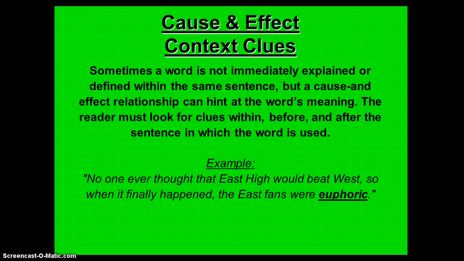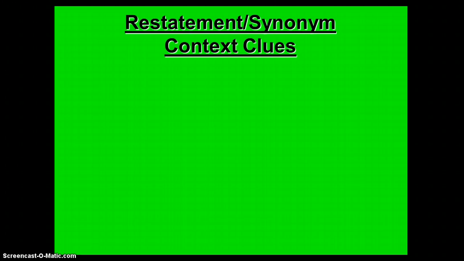And we would discuss the fact that we don't really get the definition of euphoric in the passage, but when we know that no one ever believed that this school could beat this other school, that clearly the effect of that finally happening would cause them to be extremely happy. And we could discuss how the cause and effect relationship within the passage allowed us to predict the meaning of the word.